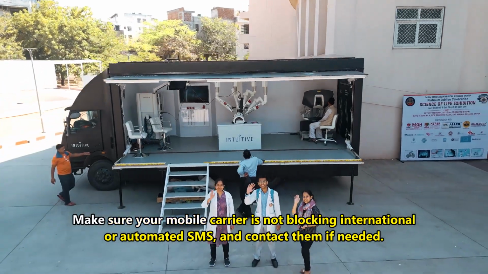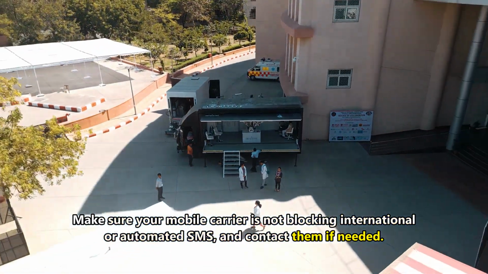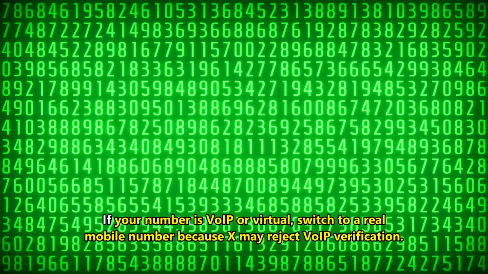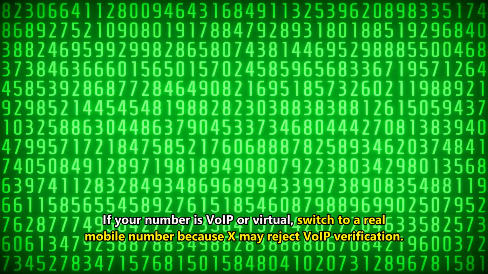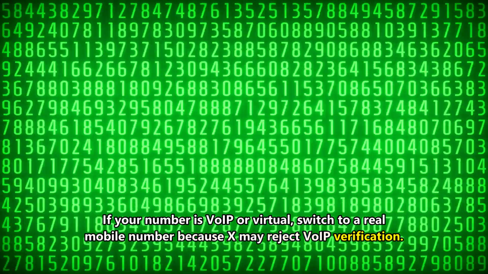Make sure your mobile carrier is not blocking international or automated SMS, and contact them if needed. If your number is VoIP or virtual, switch to a real mobile number because X may reject VoIP verification.